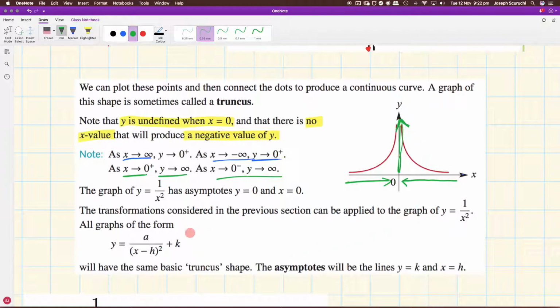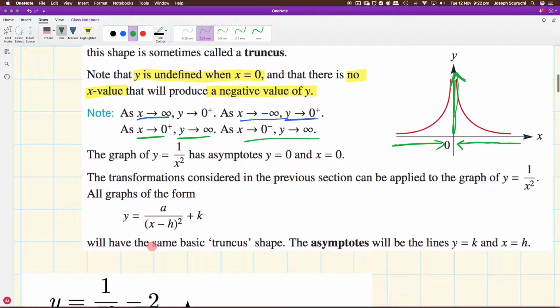We also have this kind of standard form with the letters. Let's zoom in a bit. My a is causing a dilation. Don't worry too much about that. I then have minus h and k. And this is going to tell me what my asymptotes are.